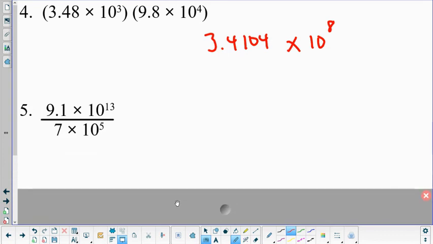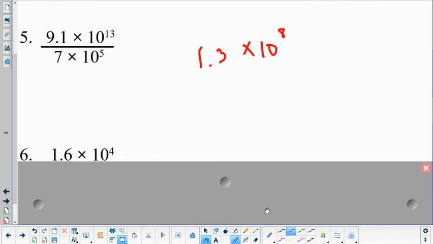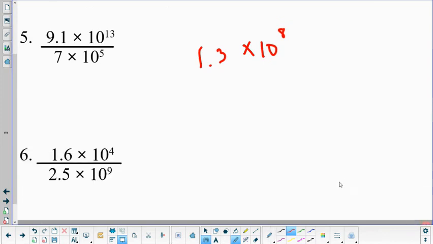All right, go ahead and pause your video for number 5. So this was a division problem. So when you divide it out, you should have gotten 1.3 times 10 to the 8th power. All right, one more on this slide. It's another division problem. Go ahead and pause your video. Okay, for this one, our final answer is 6.4 times 10 to the negative 6th power.